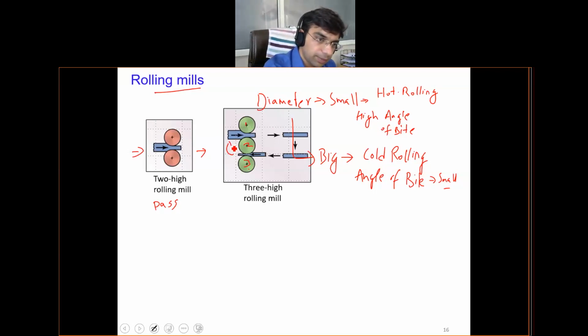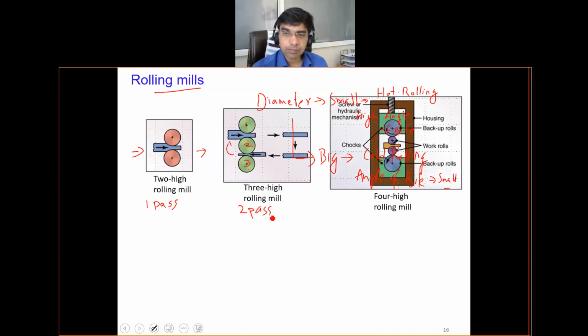So here, if it is a one pass machine, this you can see can be a two pass machine, where this is pass 1 and then you pass it again between the gap of 2 and 3, and it becomes pass number 2. Next there are four high rolling mills.